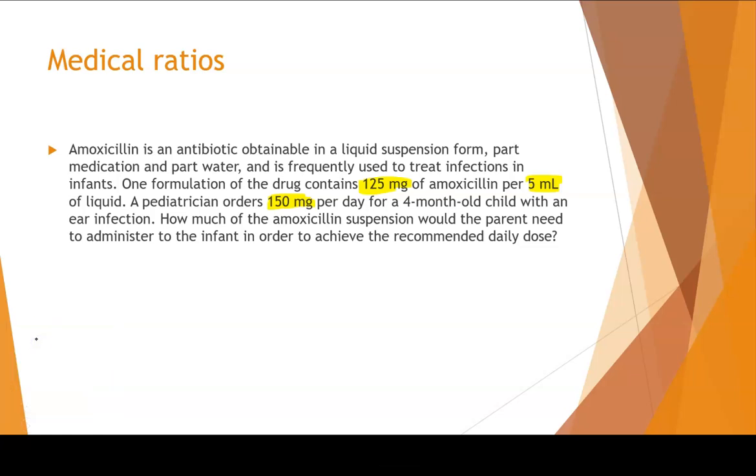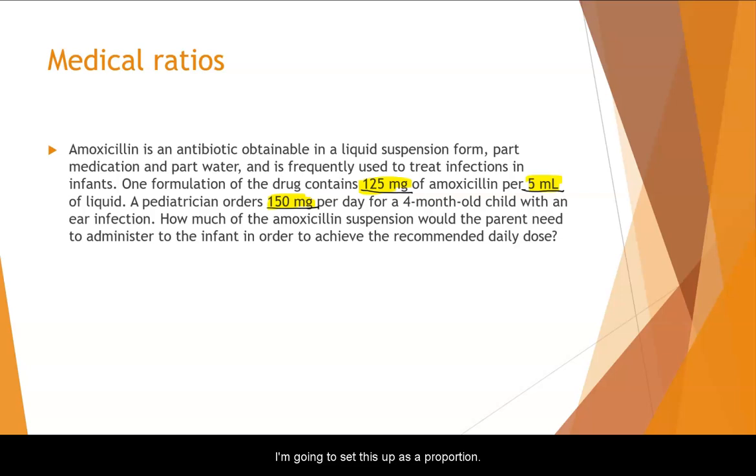So this problem is a good example of one that looks complicated, but the math isn't too terrible. This is a simple ratio, just like we've been doing. We're told that one formulation of the drug contains 125 milligrams per 5 milliliters. What we want to know is how much of the amoxicillin suspension, so how many milliliters, would the parent need to administer in order to get the recommended dose of 150 milligrams.